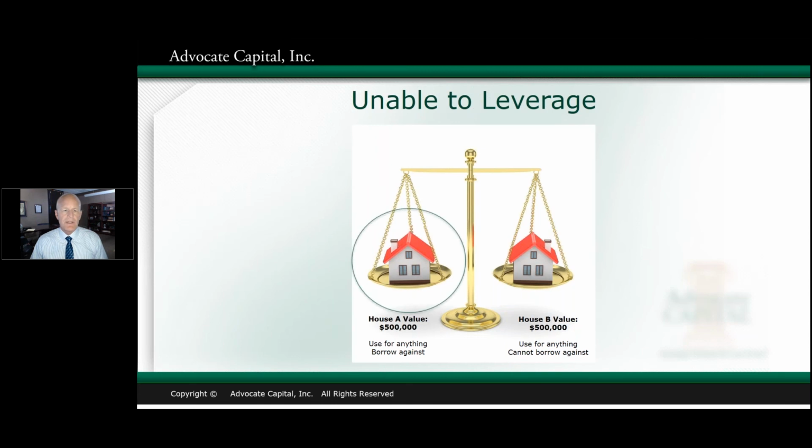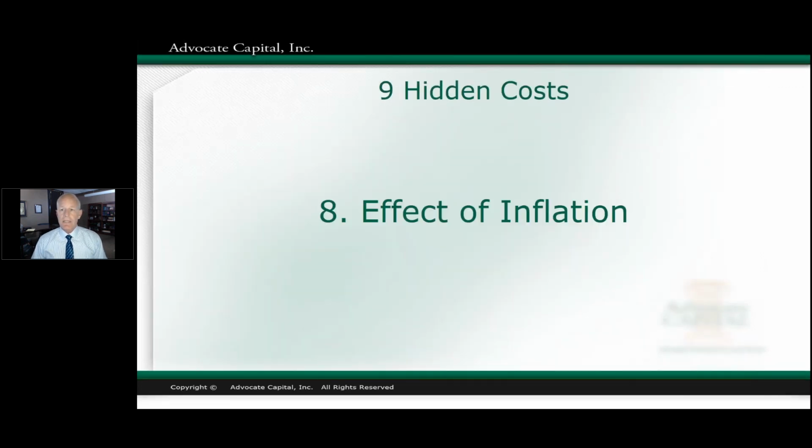Maybe you're going to take a loan against house A, maybe for 80% of value, say $400,000. You still own house A, you can take the $400,000 and invest that, or buy another house and rent that out. So the ability to leverage an asset gives you more flexibility. The inability to leverage it makes it much less in value. All right, number 8, the effect of inflation.